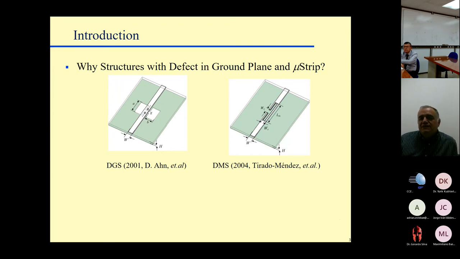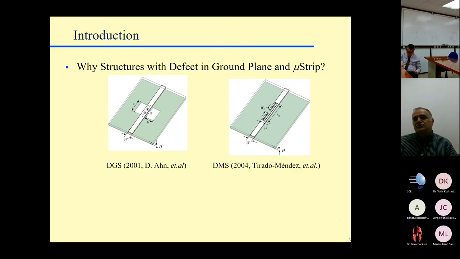The first band gap structure based on defects etched in the ground plane was proposed by Ahn in 2001. When applied to filter design, the notch or zero of the transfer function can be placed anywhere, depending on the capacitive gap G in the structure, and two apertures that are used to set the equivalent inductance as well. Several slot shapes have been proposed by etching single or multiple defects in the microstrip line. For instance, the DMS proposed by Tirado in 2004, shown in the figure, has a narrow slot in the middle of the line.